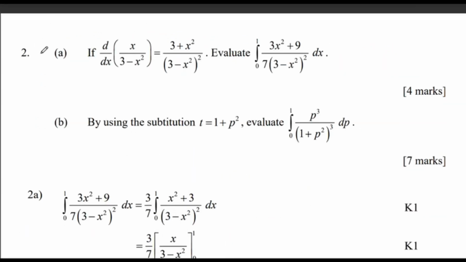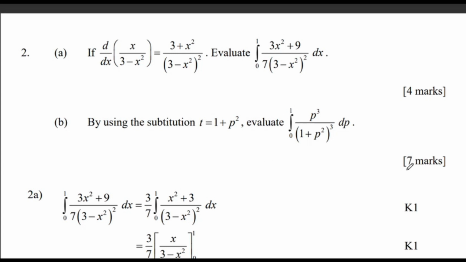Okay, question 2. A. If d/dx of x over 3 minus x square sama dengan 3 plus x square over (3 minus x square) square. So evaluate integration (3x square plus 9) over 7(3 minus x square) kuasa 2 dx from 0 until 1. Soalan B, by using the substitution t sama dengan 1 tambah p square, evaluate integration p cube over (1 plus p square) kuasa 3 dp, integration from 0 until 1.